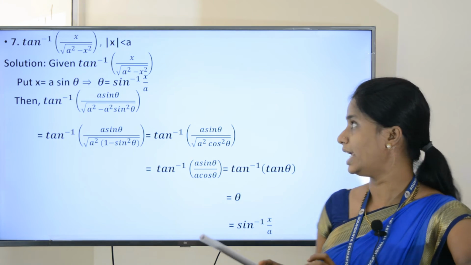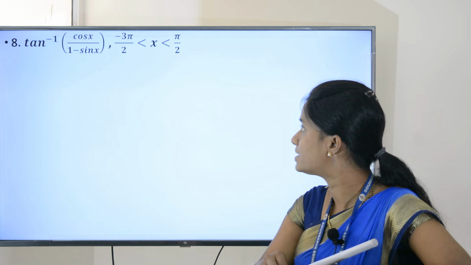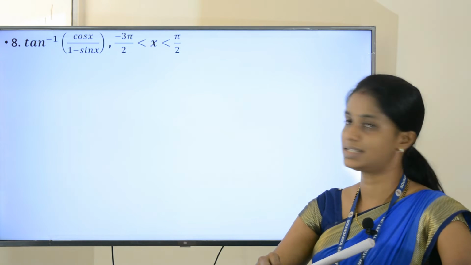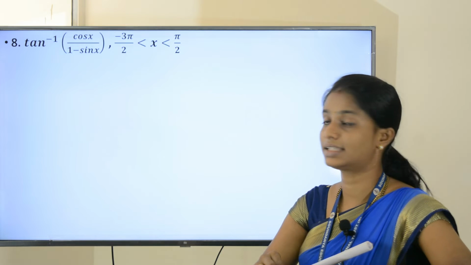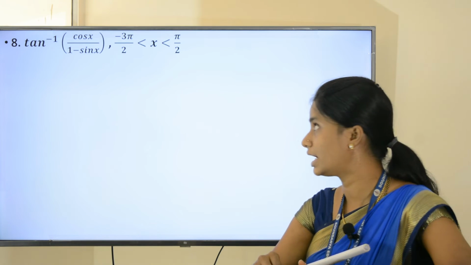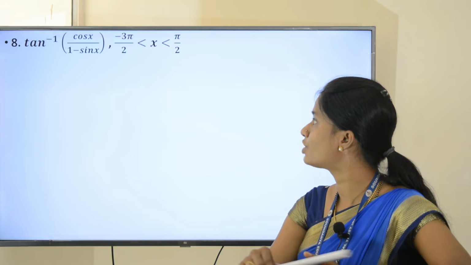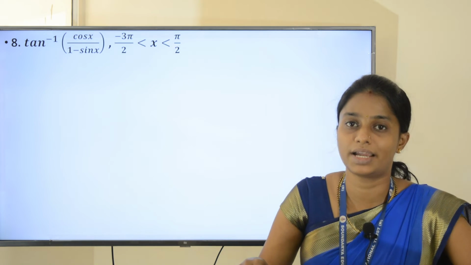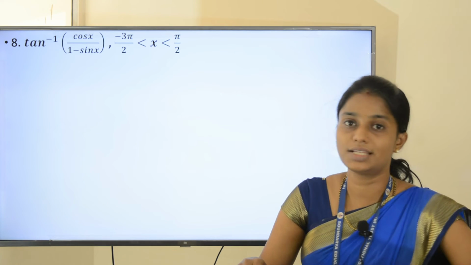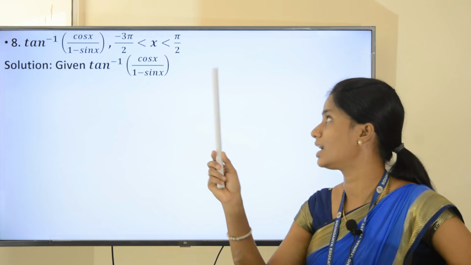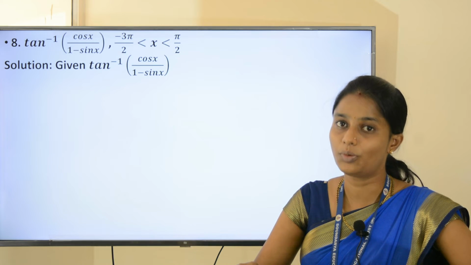Now we'll move on to the next problem, students. 8.1. Tan inverse of cos x divided by 1 minus sin x, with minus 3 pi by 2 less than x less than pi by 2. This is the condition for this particular function. For this particular expression, do we need any substitution, students? Because directly trigonometric functions are there. So we are going to use the formulae only, isn't it?